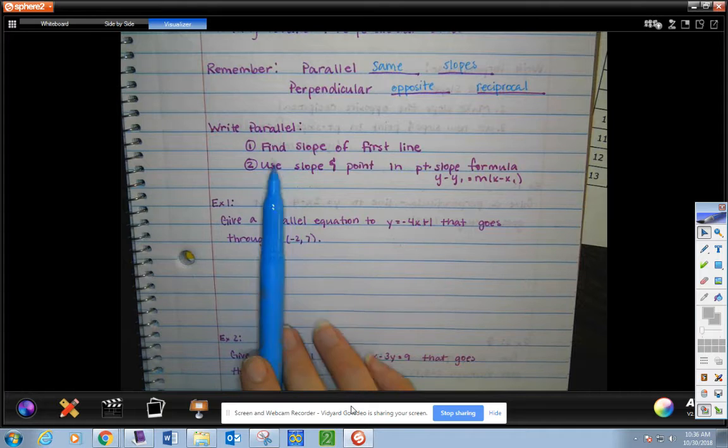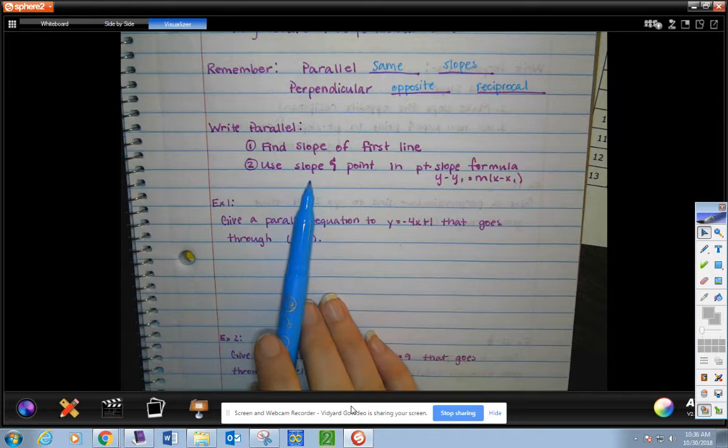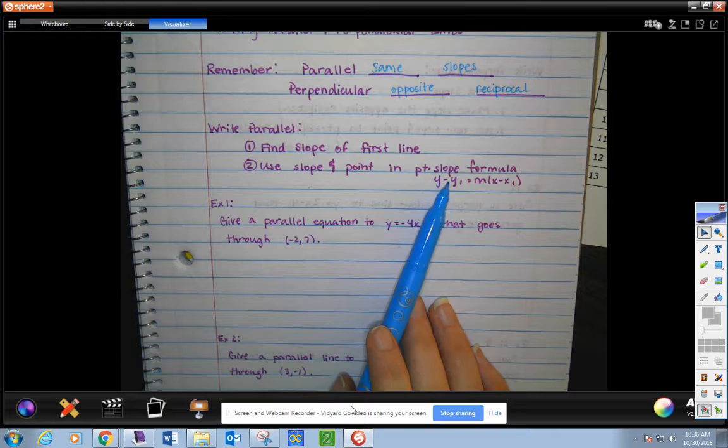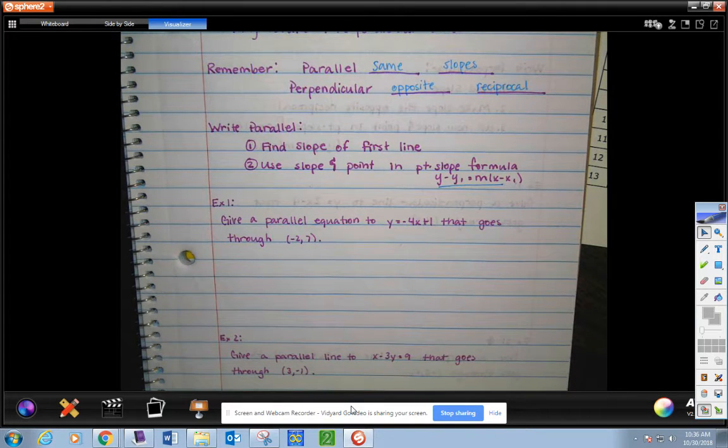The first thing you're going to have to do is get the slope of the first line. You just have to tell me what the slope is. Then you're going to use that slope and the point that they give you in the problem and plug it into your point slope formula, which is y minus y1 equals m times x minus x1. You've worked with this formula, and you seem to be doing okay with it. So let's look at these examples, and I'll explain these 2 steps.